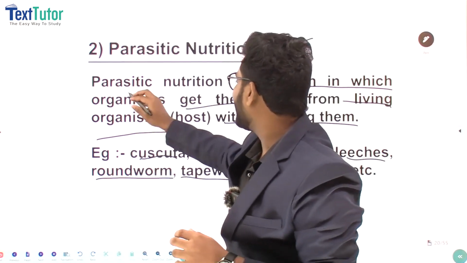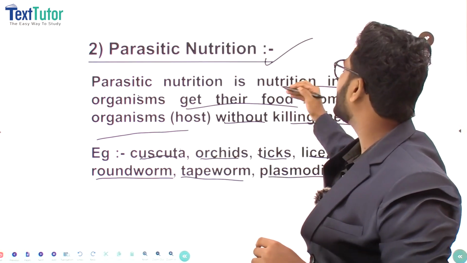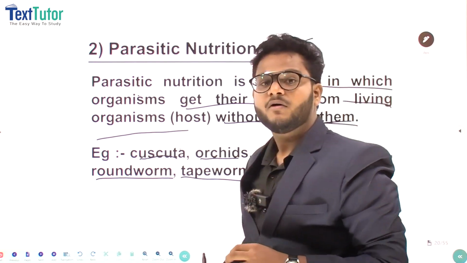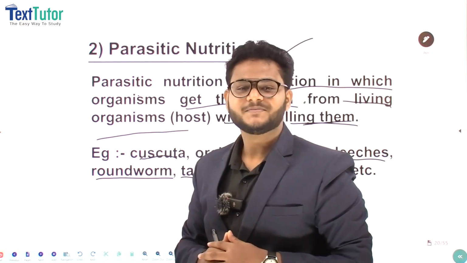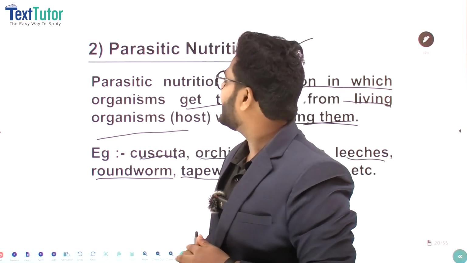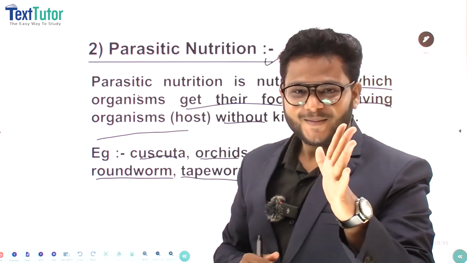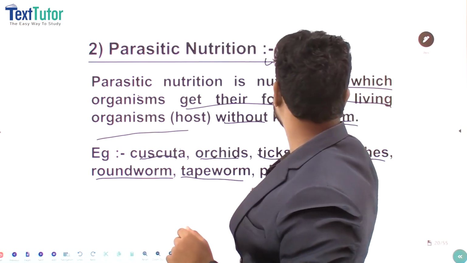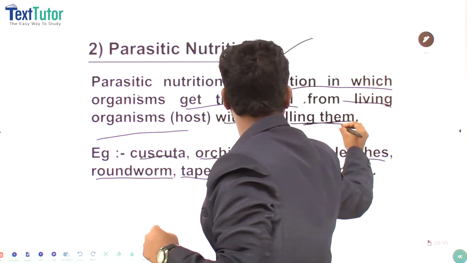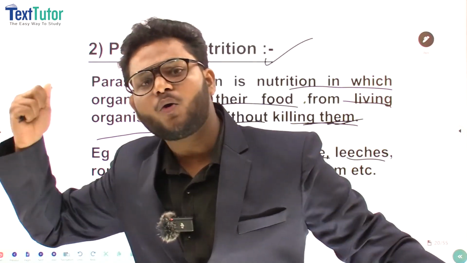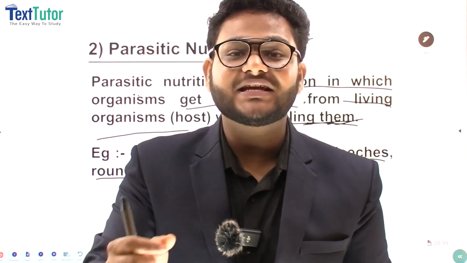Okay, so parasitic nutrition means nutrition in which organisms get their food from a living organism without killing them, without even killing them. That is what takes place in parasitic nutrition. I hope parasitic nutrition is clear for you. They don't kill them.